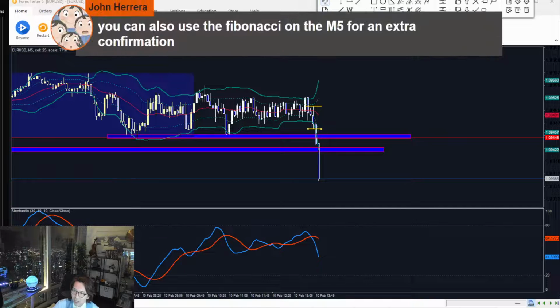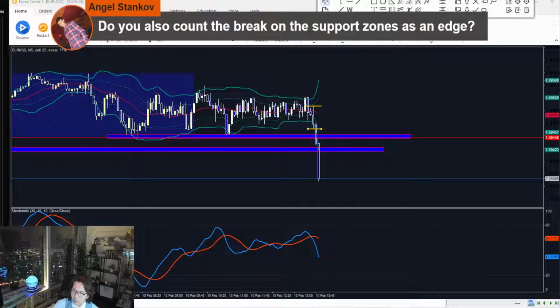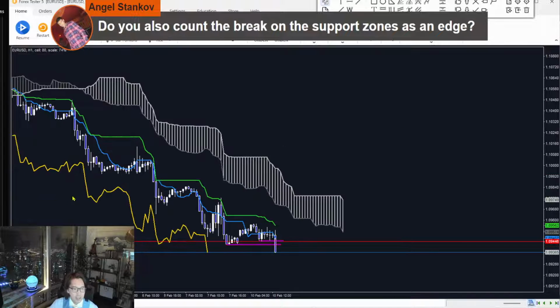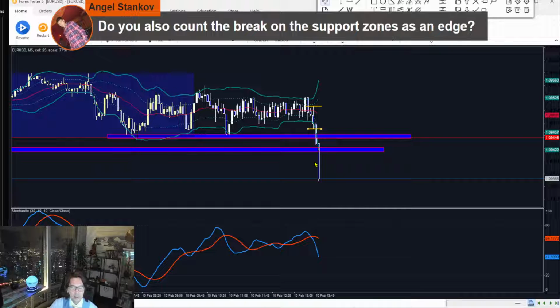Okay, you can also use Fibonacci on M5. Right. You can also use Fibonacci as another entry confirmation. Angel says, do you also count the break on the support zones as an edge? Yes, I do. I do take these support zones breakout as one of my entry edges. Yes. So anyways, the most important here is do not jump in the market just because it's going down. So after I confirm the trends based on 4-hour and 1 hour, then I come to M5 and look for the reasons to enter the trade like this way.